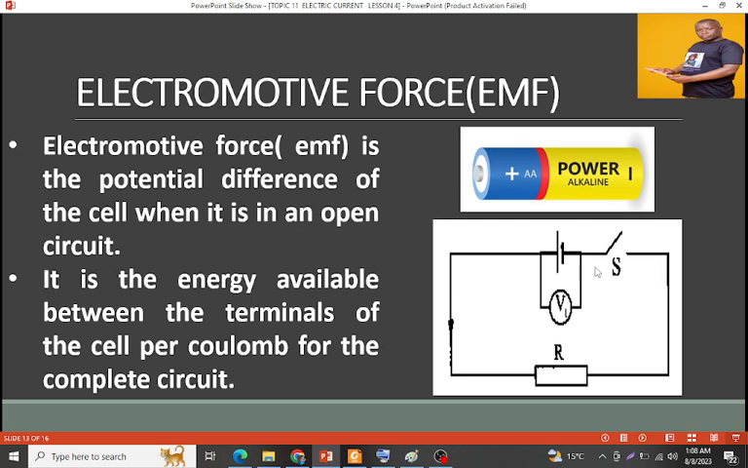So when a switch is open here, then the voltage across the terminals of the cell, this is a cell, the reading on the voltmeter here is equal to the EMF, the electromotive force. So it is equal to the energy available between the terminals of the cell per coulomb for a complete circuit.